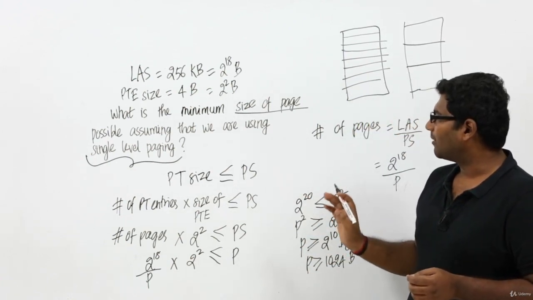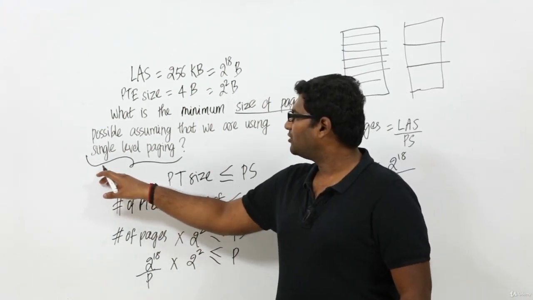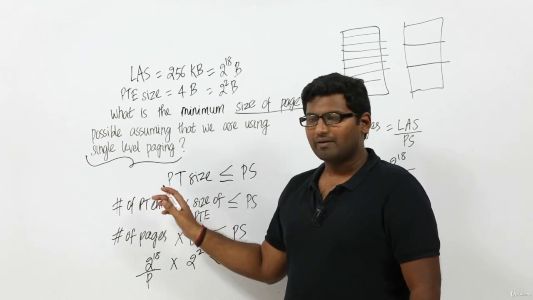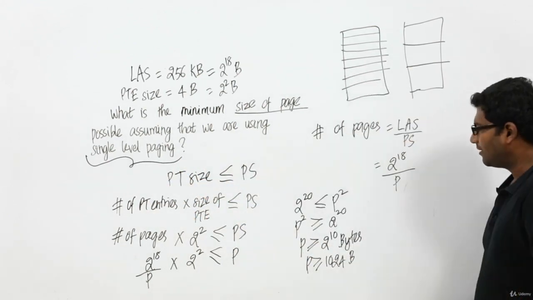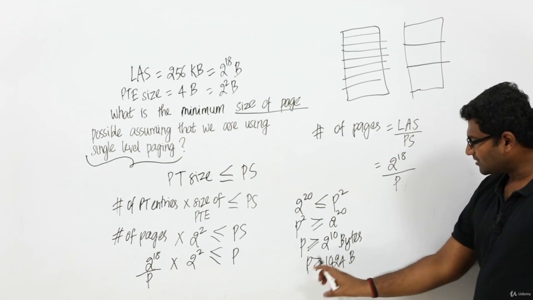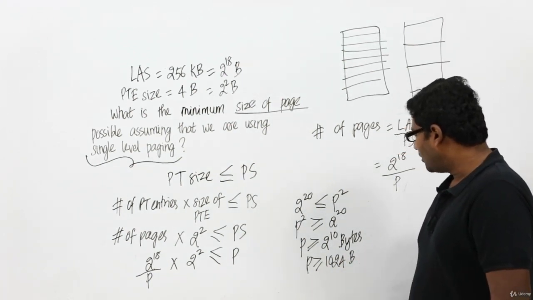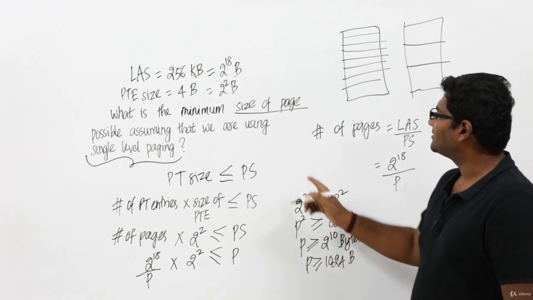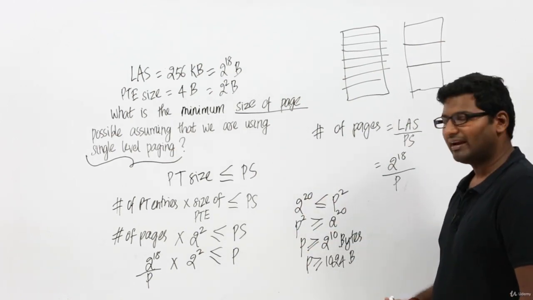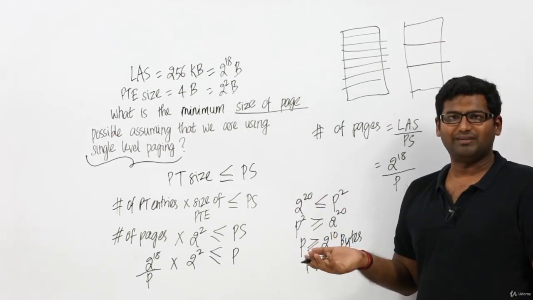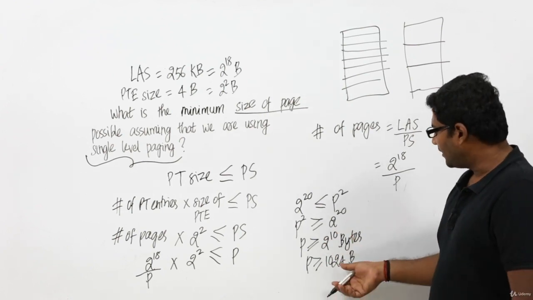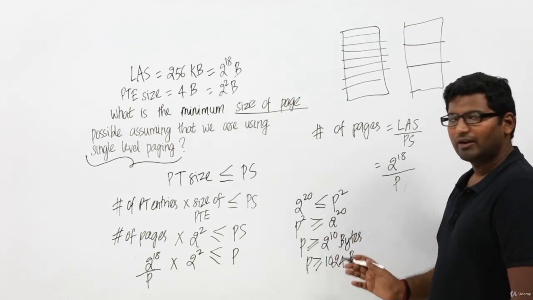That is the problem here, but they have clearly given that we should use single level paging, right? So that's the reason I'm saying that the value of p, which means page size, should be greater than or equal to 1024 bytes. So the minimum value of page size is nothing but 1024 bytes, right? It can even be more than 1024 bytes, it is fine.